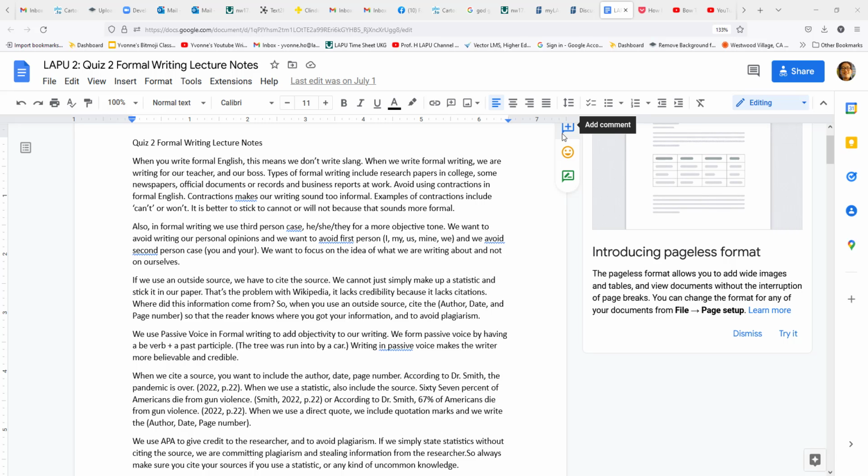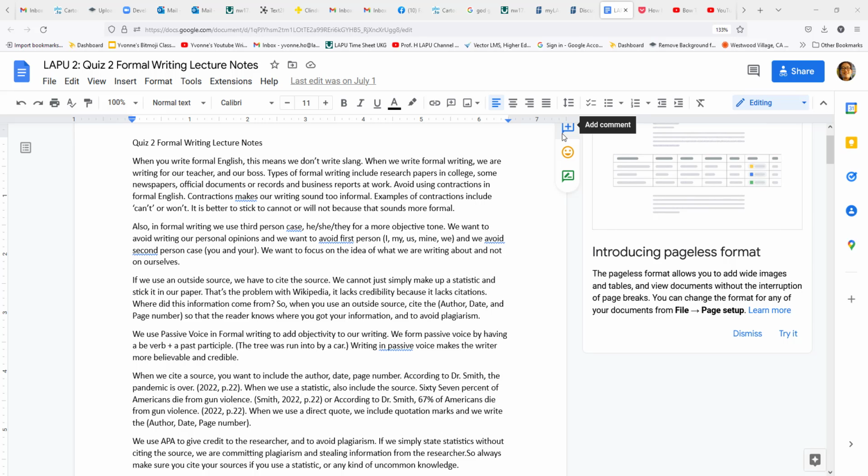If we use an outside source, we have to cite the source. We cannot simply just make up a statistic and stick it in our paper. That's the problem with Wikipedia. It lacks credibility because it lacks citations. When you look at Wikipedia, you ask yourself, where did this information come from?